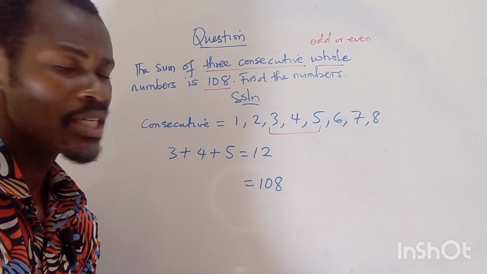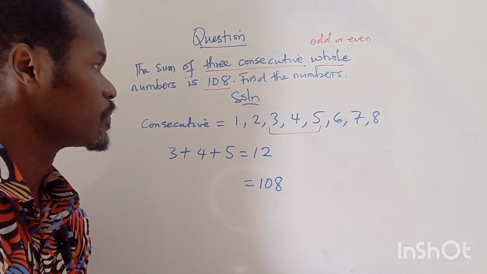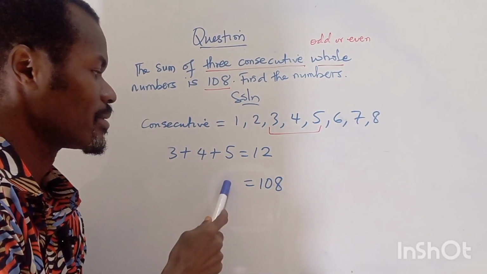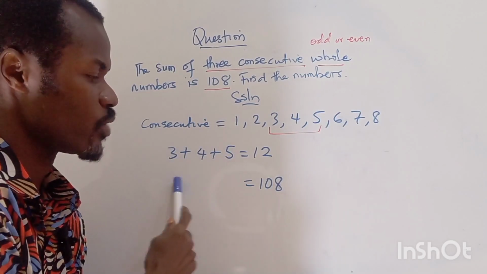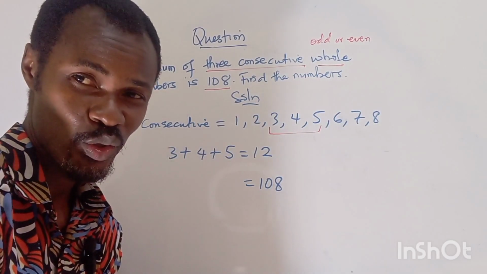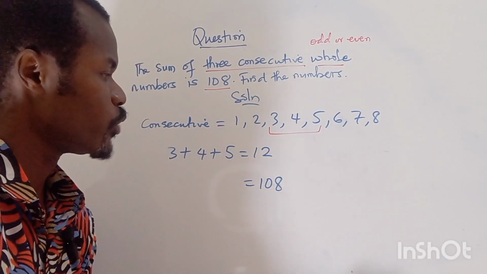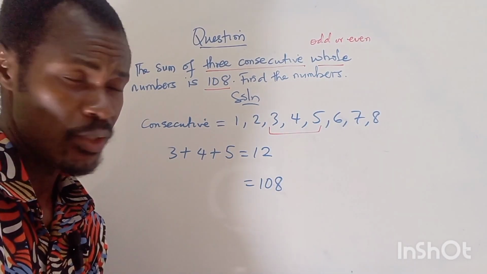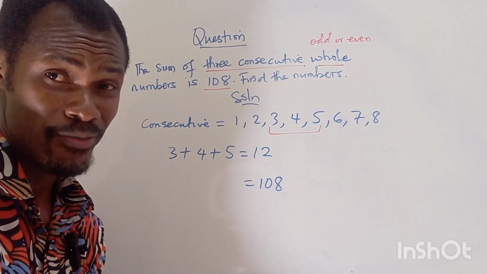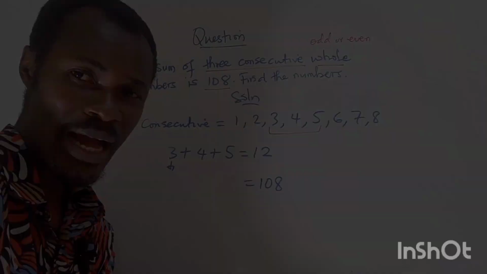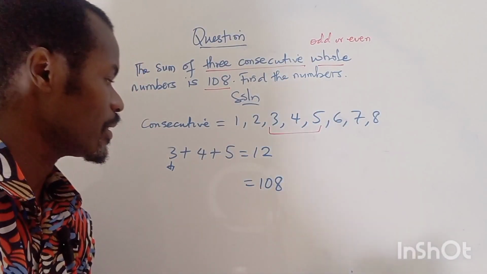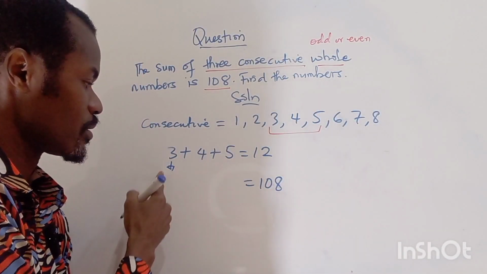Now we have to find three numbers, in this order, that when you add them, you are going to get 108. So what do we do? There are equations we can form to be able to solve it. How are we going to solve this? You can start with the first number.